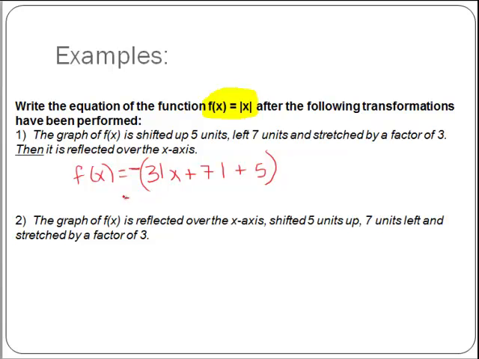So you could clean this up a little bit and make it look like this. -3, absolute value of x plus 7. Distribute that so it's here and here. So -5. This would be your new function after the transformations have been done.